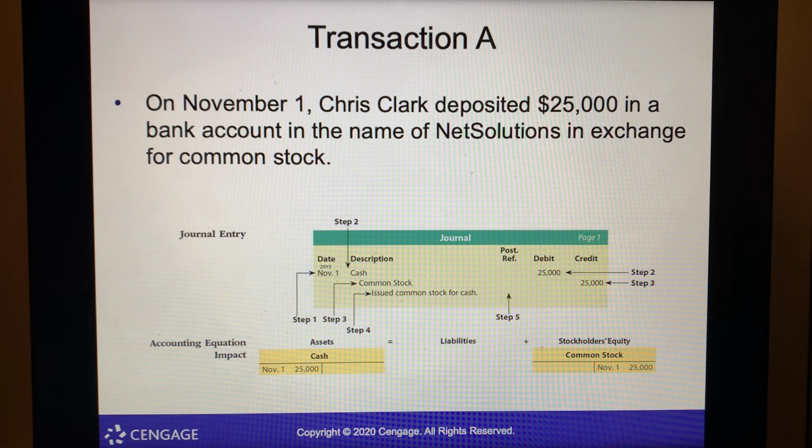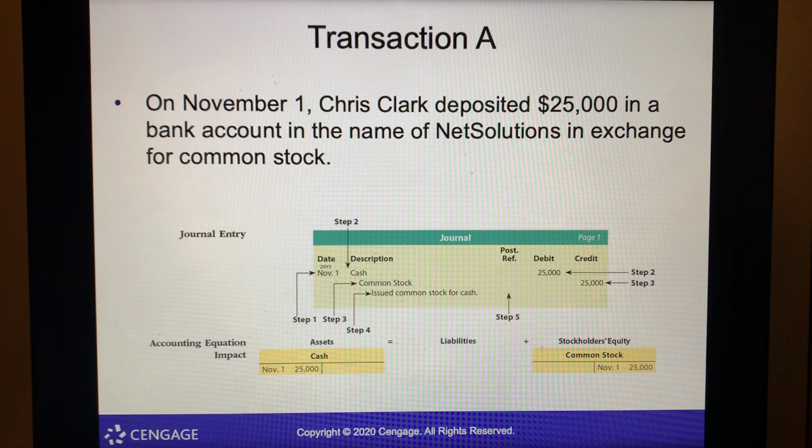And then also in step 3, you put your common stock, because you're putting equity into your common stock. And then your step 4 is right below your second credit entry. You put in there issued common stock for cash. Step 5, post-referencing, that's done at the end. Sometimes I've seen the post-reference come after the date. So this book is a little bit different.